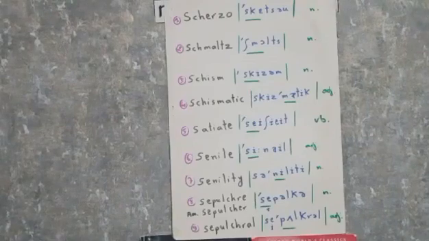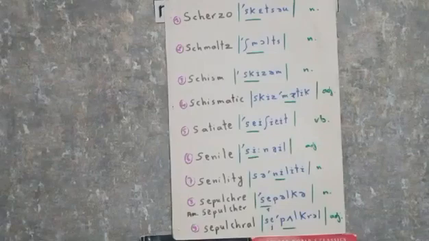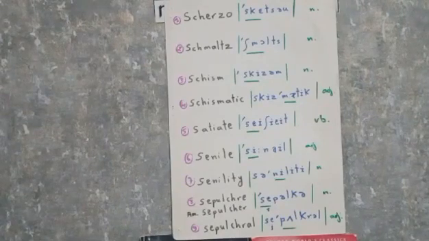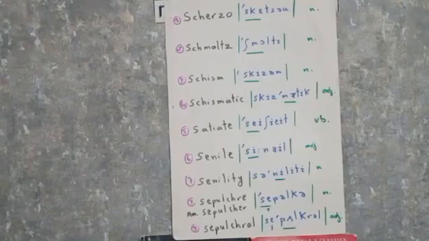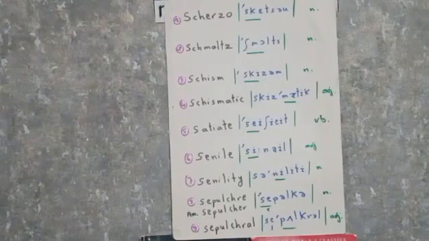That's satiate. Word number six is senile. C or long E. Nile, the diphthong I. We say senile. And senile means having the weakness or diseases of old age, especially that of mental faculties. That's senile. The first syllable, C, should be stressed. Say senile. The noun is senility.